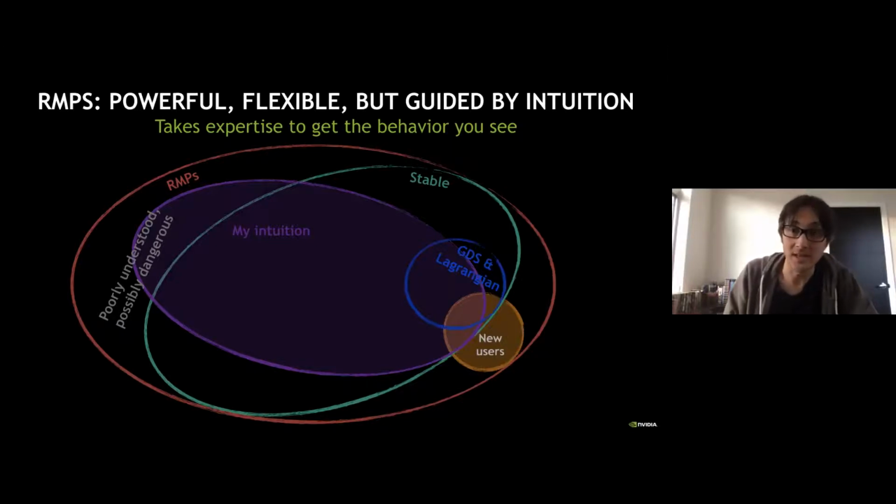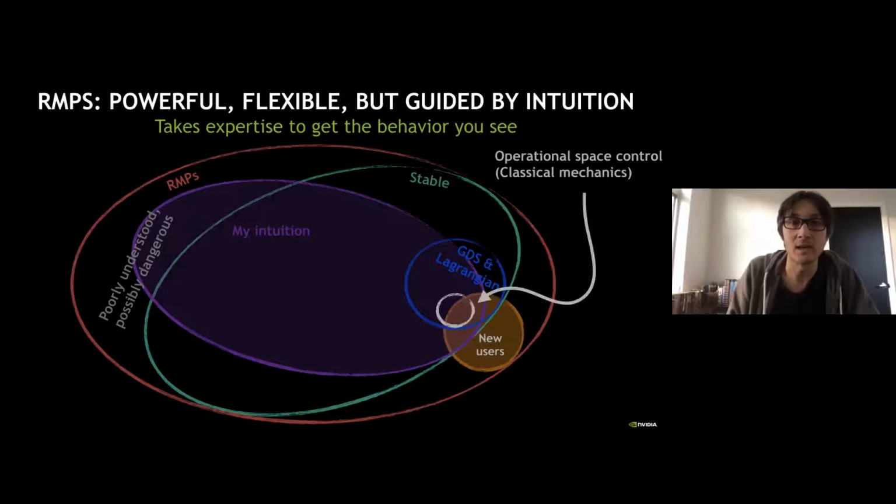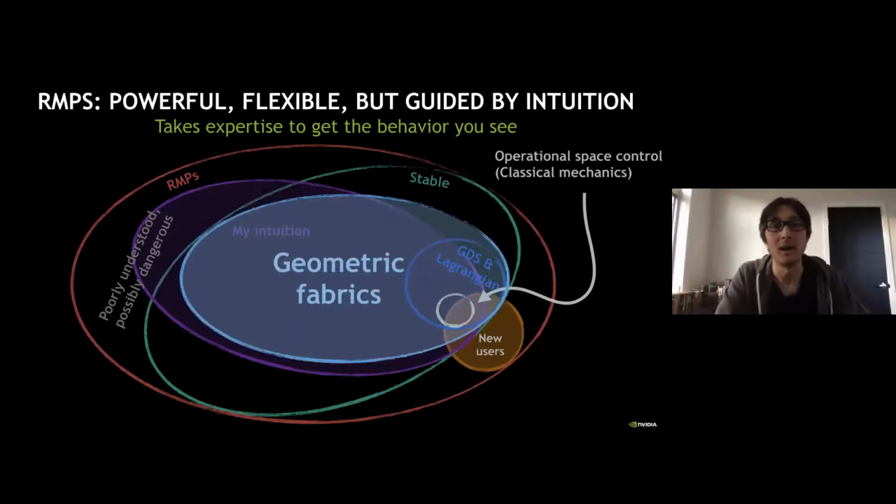These geometric dynamical systems that I talked about are pretty good. They're stable, and they're kind of a good theory. And actually, classical operational space control sits in there. So it's already a good generalization of those things. But it's still relatively small relative to the space of RMPs that generate the behavior that empirically is what we're striving for. And so geometric fabrics, I view as kind of the space here, which really captures both my intuition for how to design with these things, but also provides a stable, concrete, and well understood tool for behavioral design.